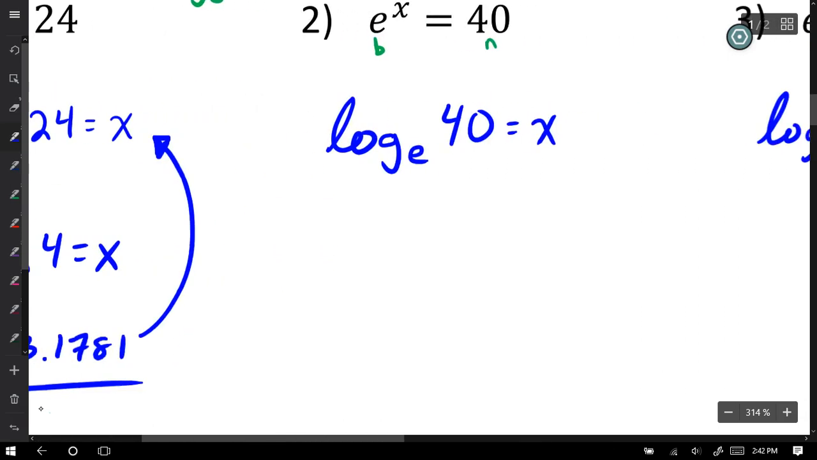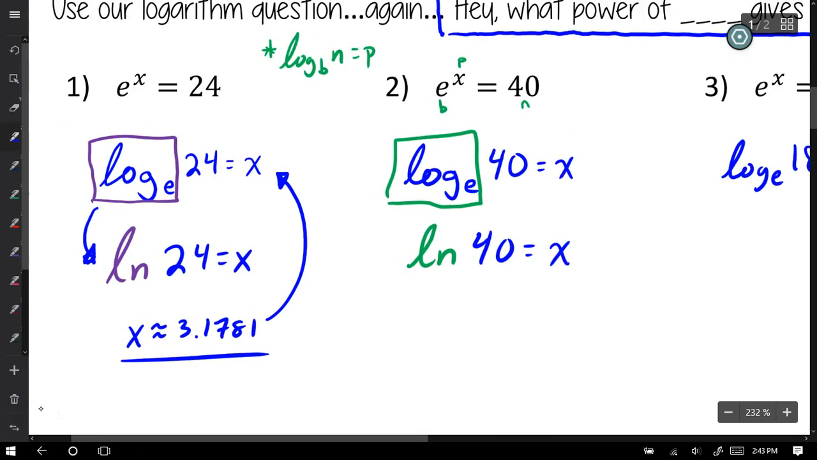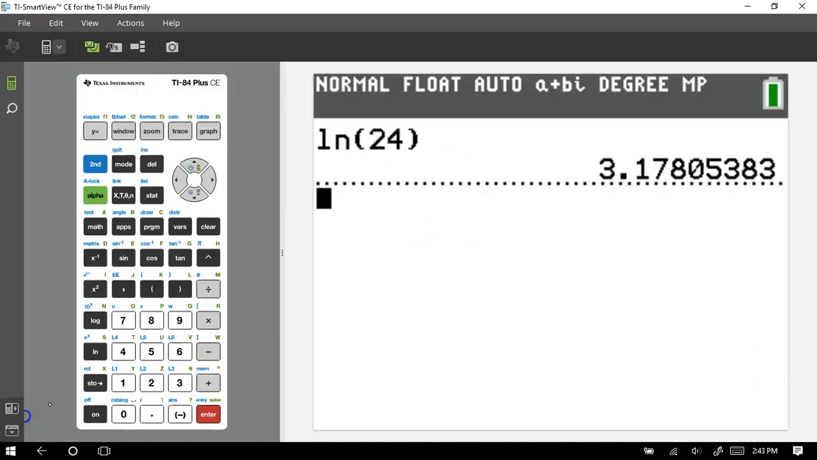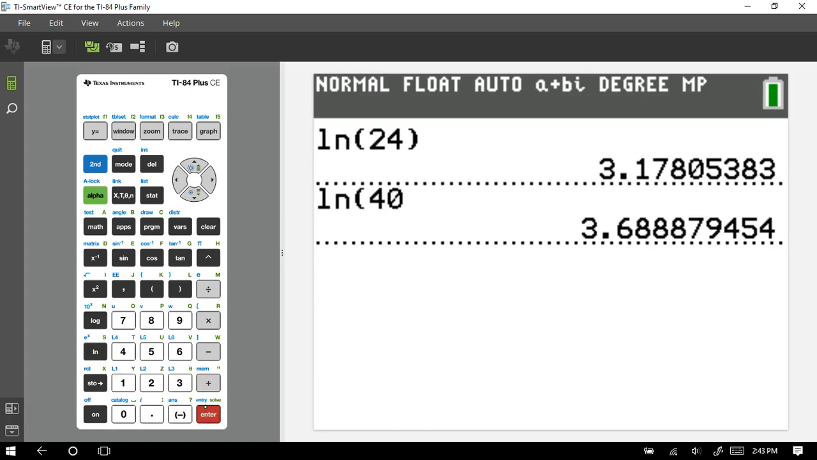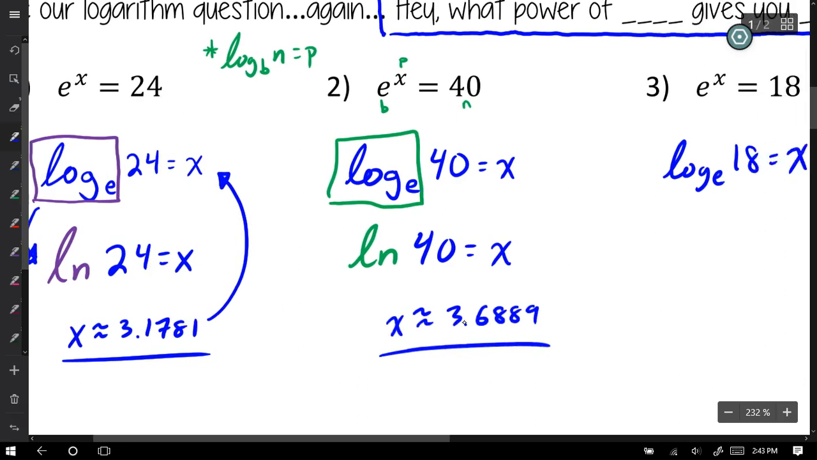Let's try to see if that worked here. Mathematicians are lazy. So rather than writing down log base E, we write ln. ln of 40 equals x. That's just like the other problem for us. We can type that in our calculator as well. ln of 40 is approximately 3.6889. It worked just as easy. There's no way to go 3 for 3.